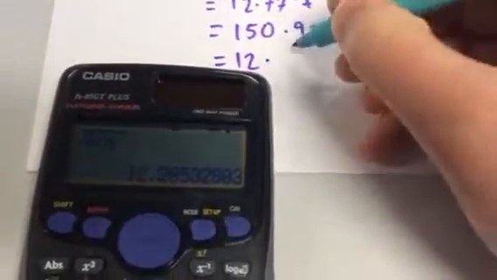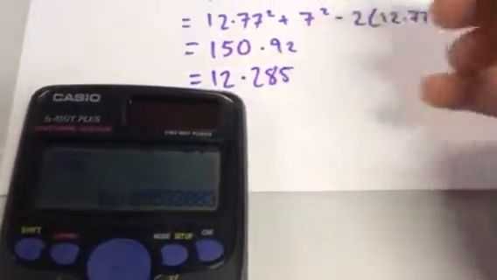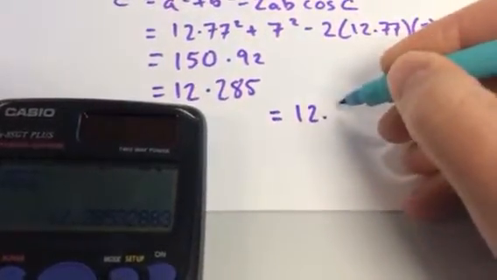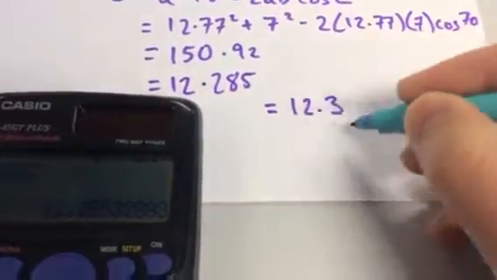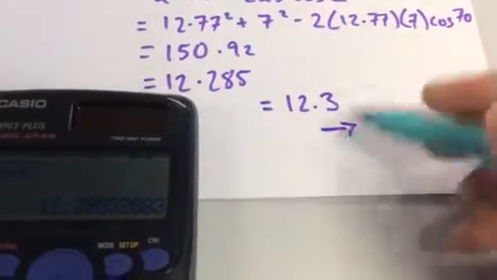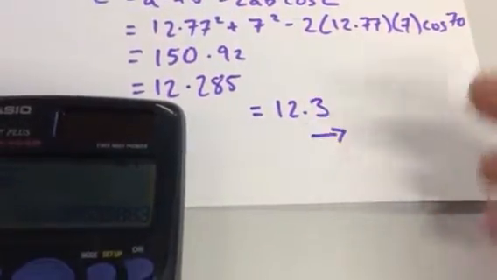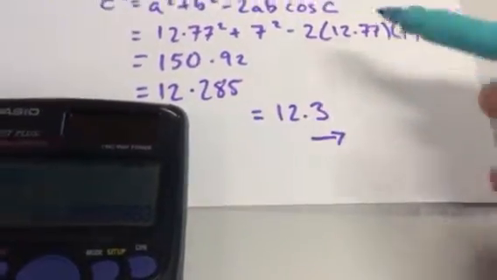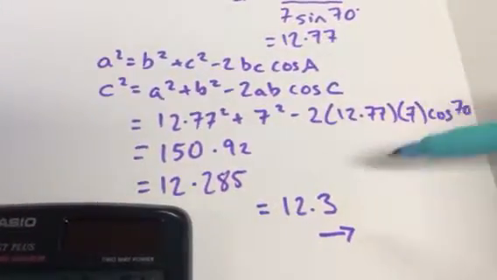That's c squared, and I'm going to then take the square root of the answer, again the answer button there, and that gives me 12.285. They've asked us to give it to 3 significant figures, so 12.3. And again, I know that's a reasonable answer because it's not a small decimal like 0 point something, it's not too big, it's in the range of what the other sides are, 12 and 7 and another 12.